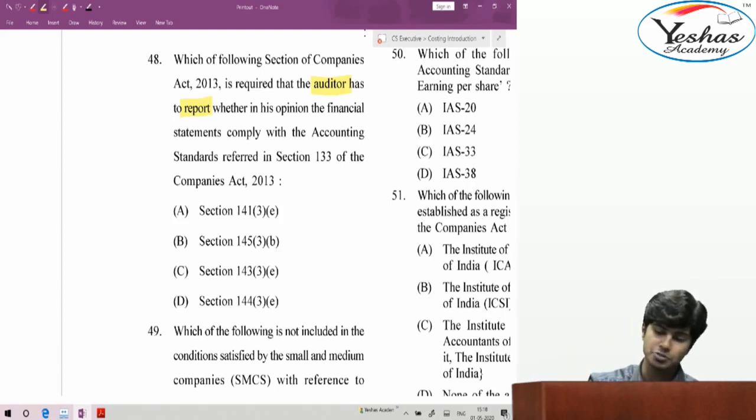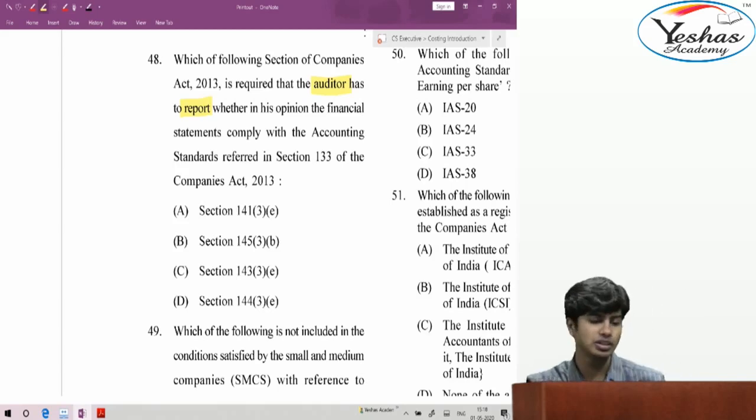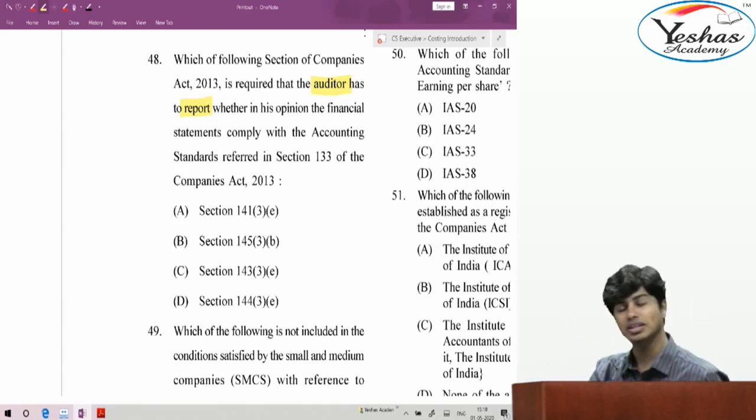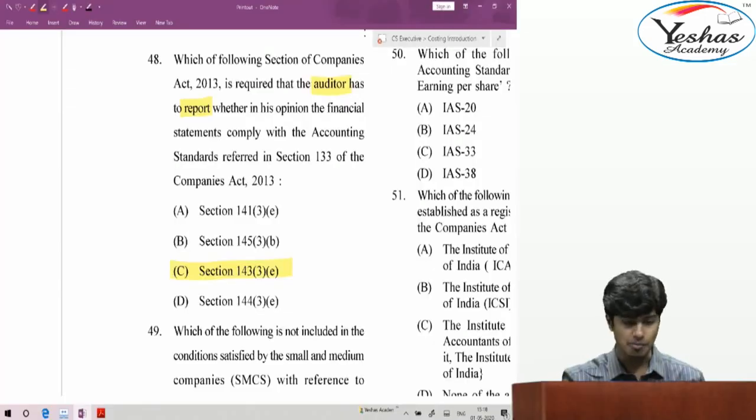Section 143 subsection 3 clause E talks about the auditor's responsibility to report that the financial statements are in compliance with accounting standards. So this is with respect to question number 48. Come on now, let us go to question number 49. What does 49 talk about?